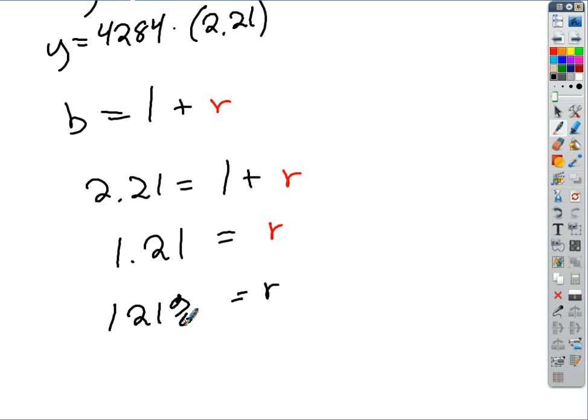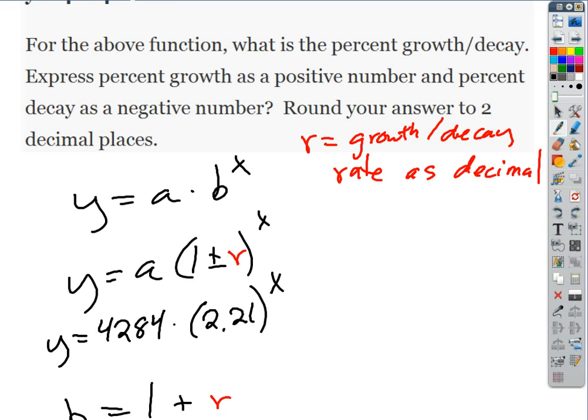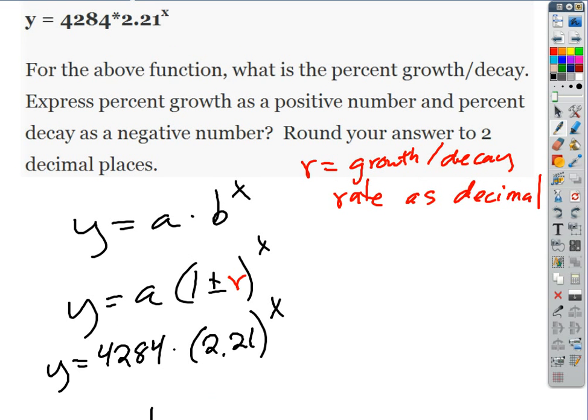But that makes sense, doesn't it? Because now think about this. If every time x increases, we're going to multiply our previous amount by 2.21, that's going to more than double it. Doubling it would be 100% growth, wouldn't it? Because what that's saying is what we had before, we're going to take all of that and add it to what we already had to get double the amount, right? So this is more than doubling. That's more than 100% growth.